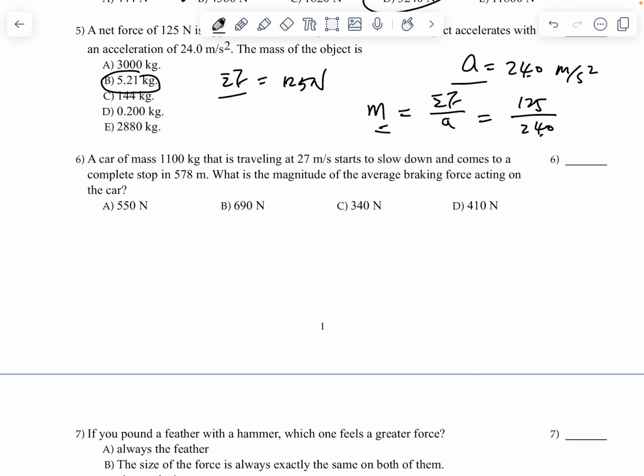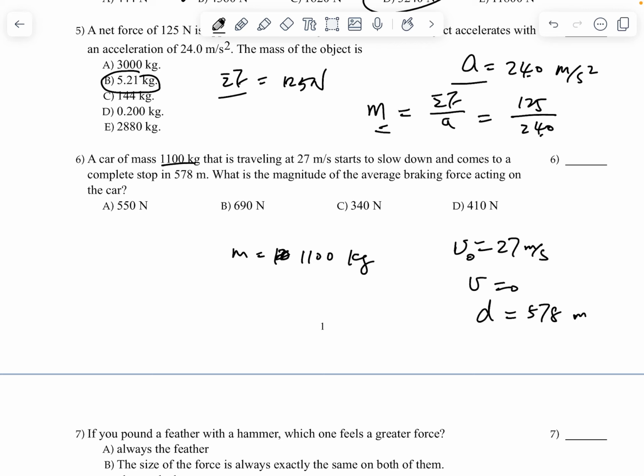Number 6, a car of mass 1100 kg is traveling, v equal to 27 meters per second. It starts to slow down and comes to a complete stop, so v equals 0, right? And the displacement equals 578 meters. What is the magnitude of the average braking force acting on the car?